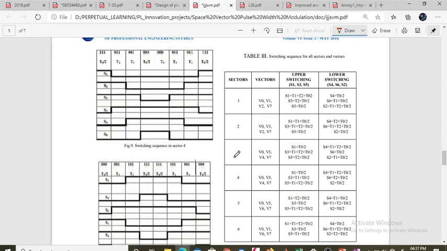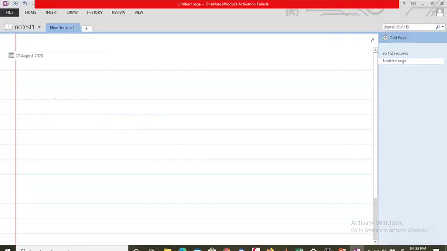Now here we show which voltage vector will operate for each sector and the upper switching, which is very important for implementation purposes. S1, S3, S5, the timing schedule is already shown here. We have to generate the reference voltage vector value. Let's see, this is possible by the 3-phase voltage vectors.